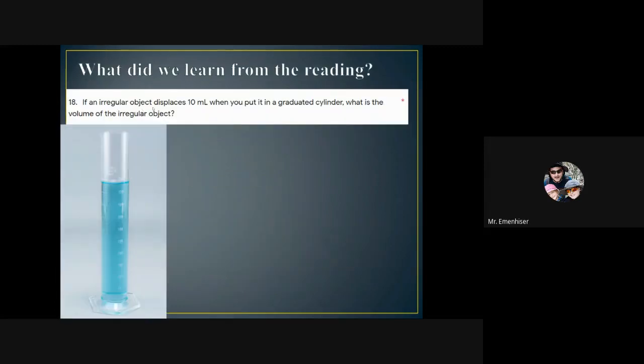Now, here's a question. If an irregular object displaces 10 milliliters when you put it in a graduated cylinder, what is the volume of the irregular object? I put this one in here because I remember last year when I did this lab, students just did not get this question. I think they were overthinking it, but it's the same thing I just did. I've got my graduated cylinder here, let's say 500 milliliters. I add my object in there, and the water level goes up to 510, right? It displaces 10 milliliters of water, meaning the water level goes up by 10 milliliters. So what has to be the volume of the object? 10 milliliters, because it moved the volume up by 10. All right.